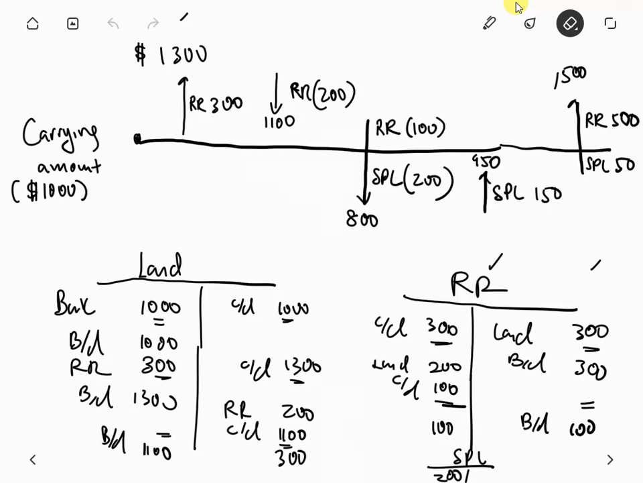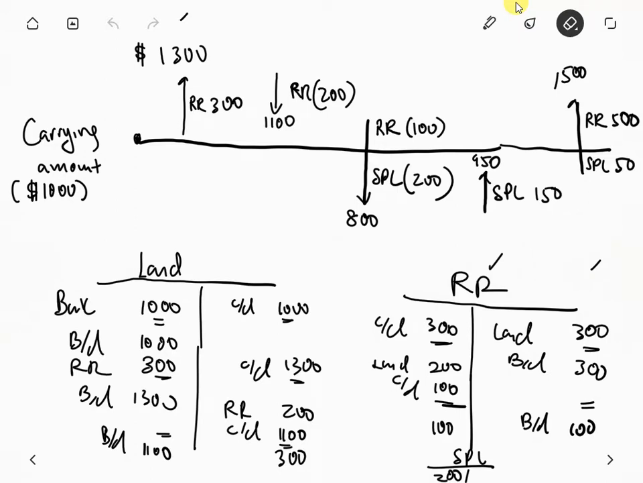I have a carrying amount of 1,000. Revaluation up by 300 to 1,300, go where? 300 to RR. From 1,300, I revalue again to 1,100. Drop by 200, correct? Reverse from your RR 200. Left with how much in RR? 100.